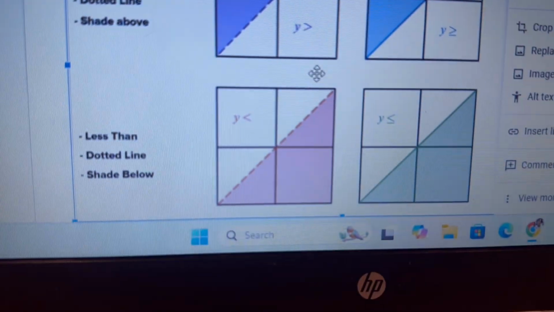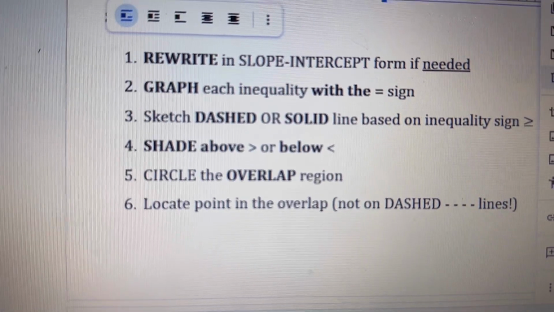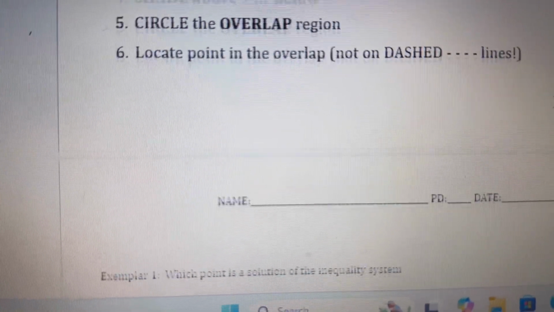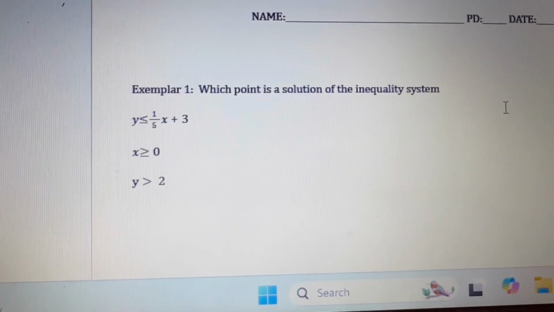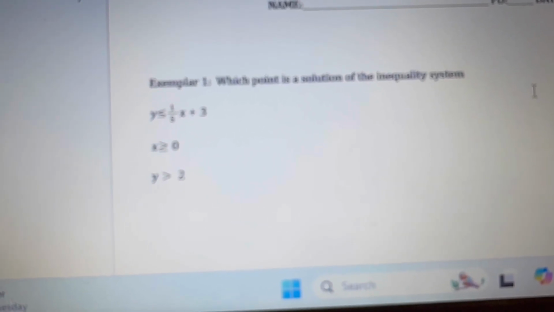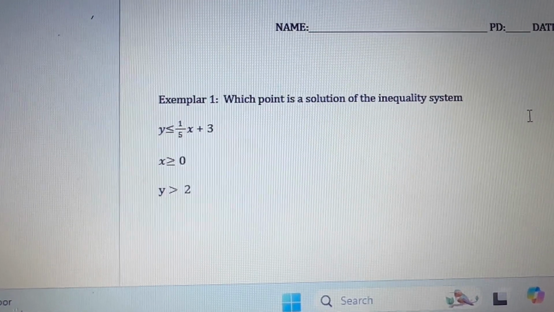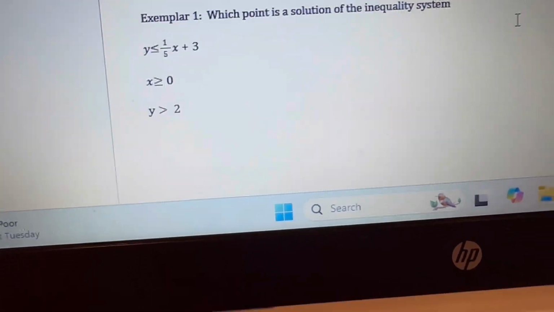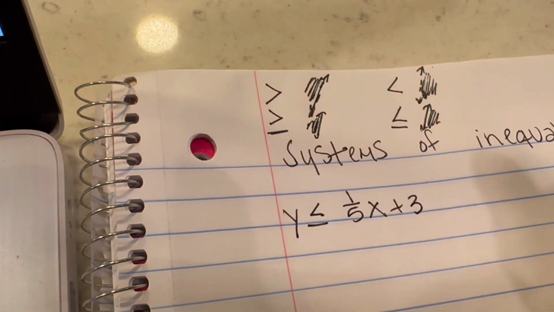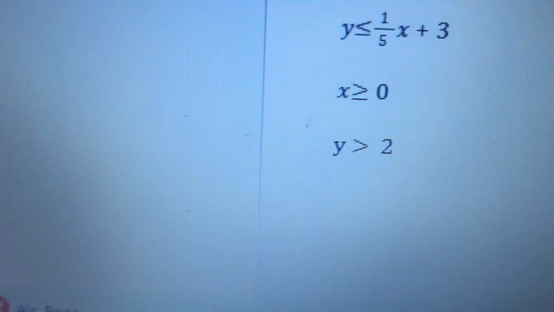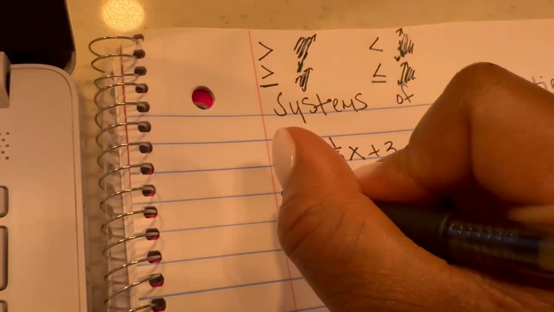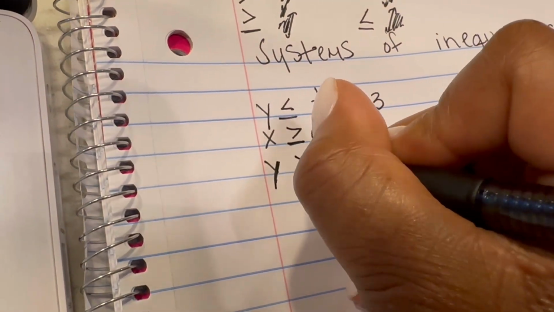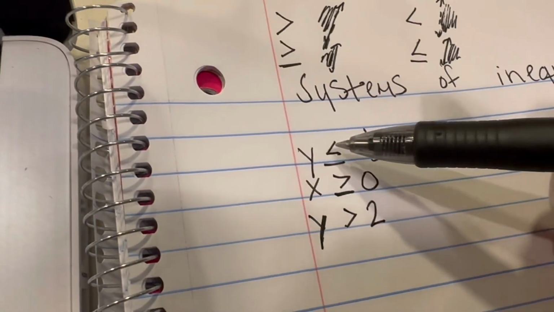All right, so what if we're given a problem? These are your steps. You can write those down as well. But we'll go over that here in a minute. Say you're given a problem like this. Write this down. Y is less than or equal to 1/5 x plus 3. Write that down. And then you're given x is greater than or equal to 0. And then y is greater than 2, the last inequality. So these look like equations, right? But we call them inequalities because you don't see an equal sign.